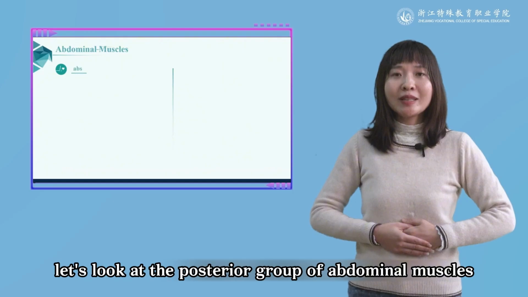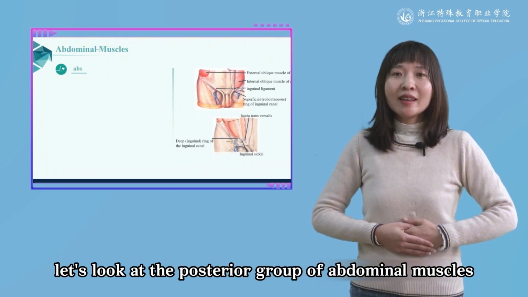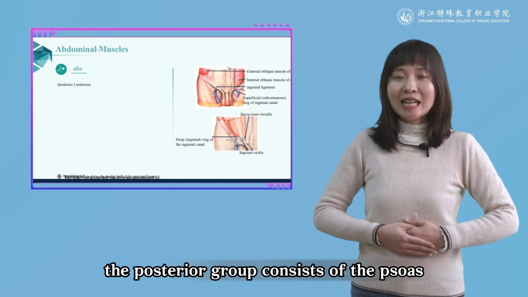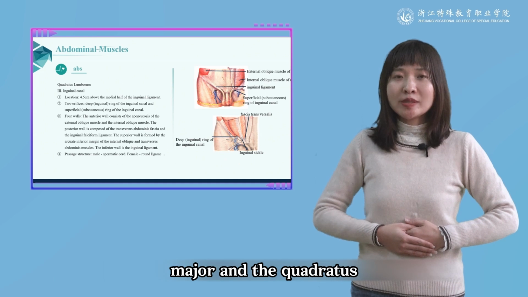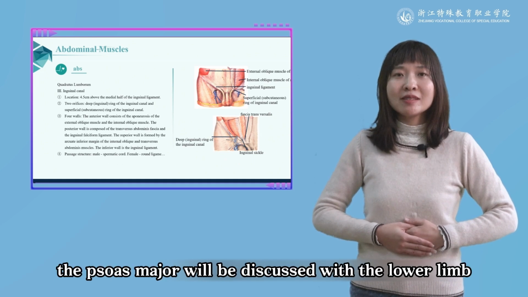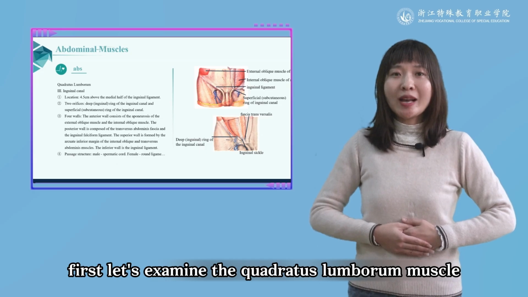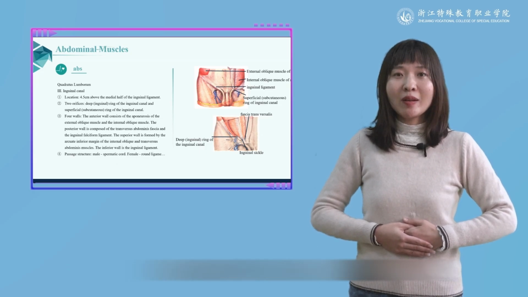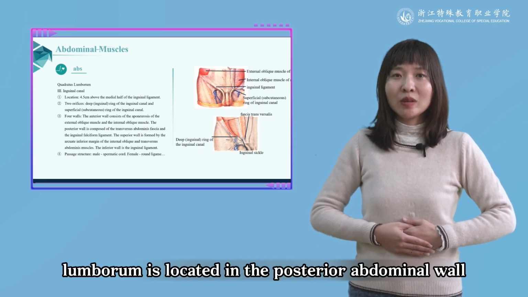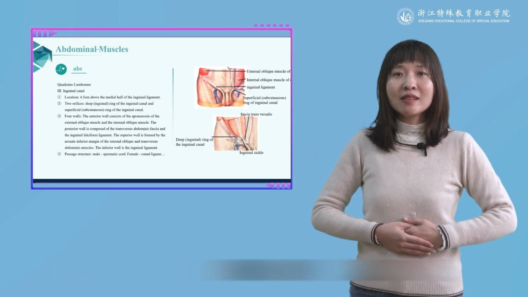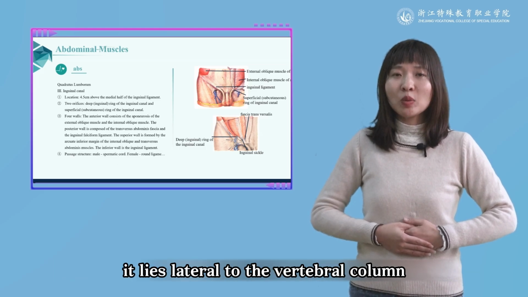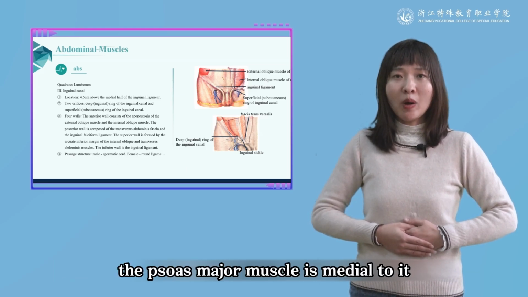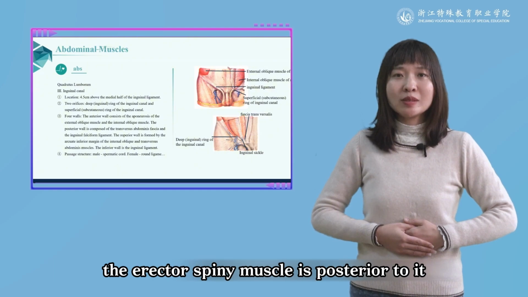Next, let's look at the posterior group of abdominal muscles. The posterior group consists of the psoas major and the quadratus lumborum muscles. The psoas major will be discussed with the lower limb. First, let's examine the quadratus lumborum muscle. The quadratus lumborum is located in the posterior abdominal wall. It lies lateral to the vertebral column. The psoas major muscle is medial to it. The erector spinae muscle is posterior to it.